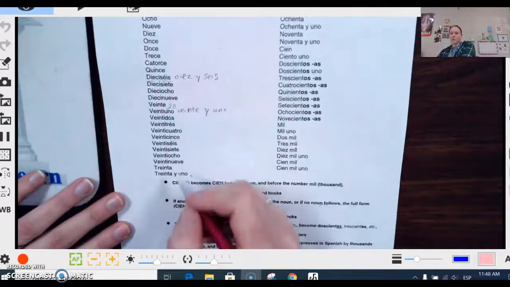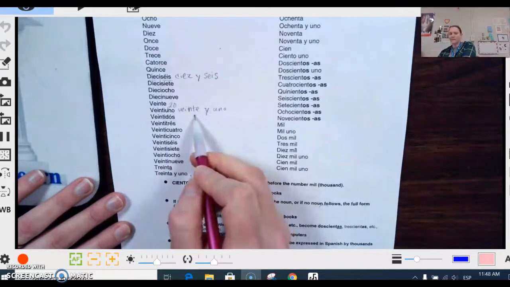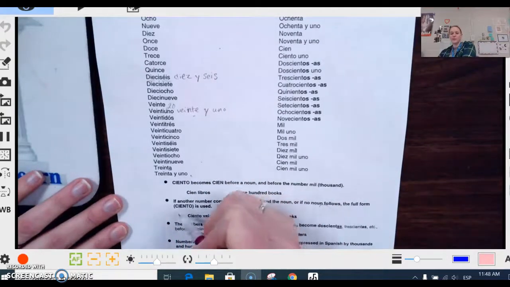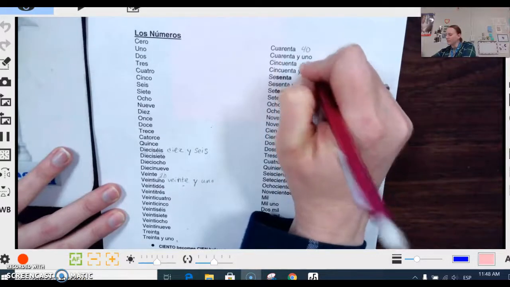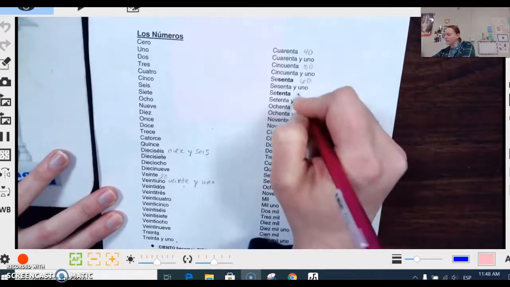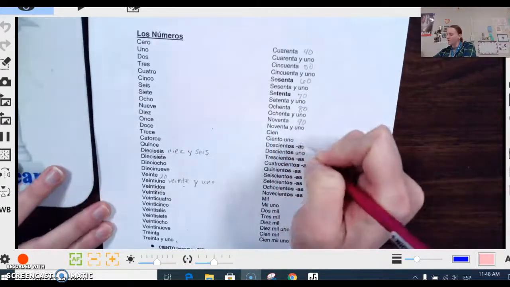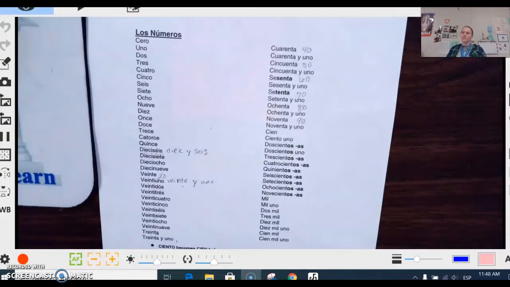Once we hit 30, we can no longer do the contraction because it ends in an A and not an E. Okay? So then we do have to have it as separate words. Treinta y uno, treinta y dos, treinta y tres, etc. Then we have 40, cuarenta, 50, cincuenta, 60, sesenta, 70, setenta, 80, ochenta, and 90, noventa. And so then, again, you're just adding on the ones place. 90 and 1, noventa y uno, 91, 92, 93, 94, etc.